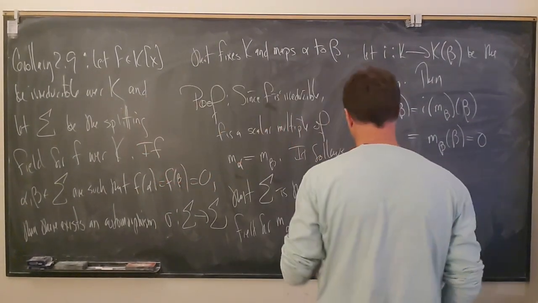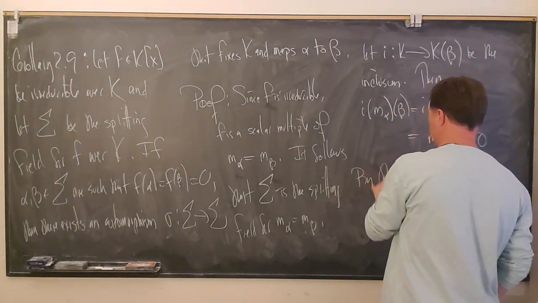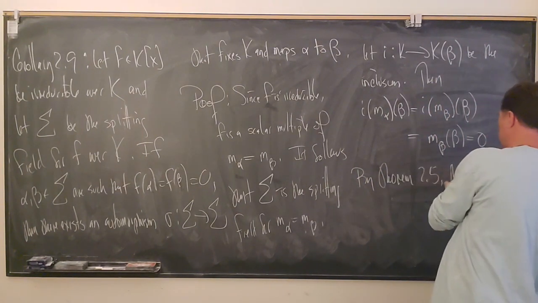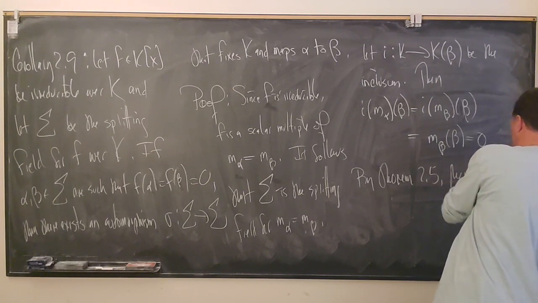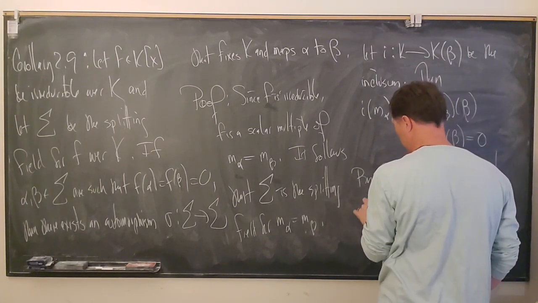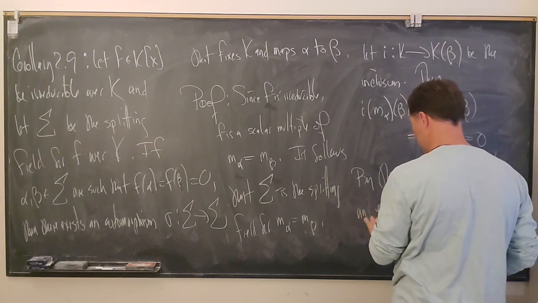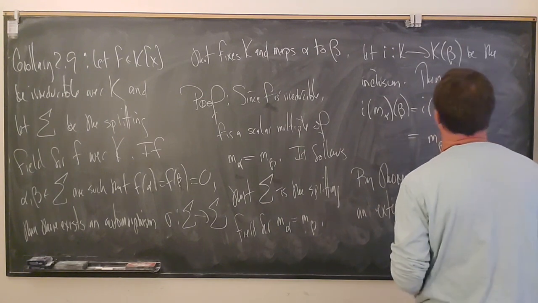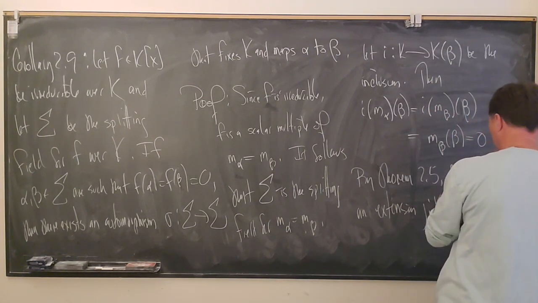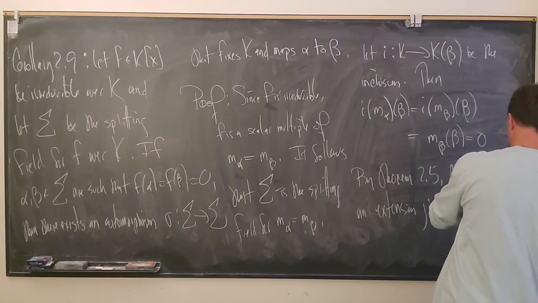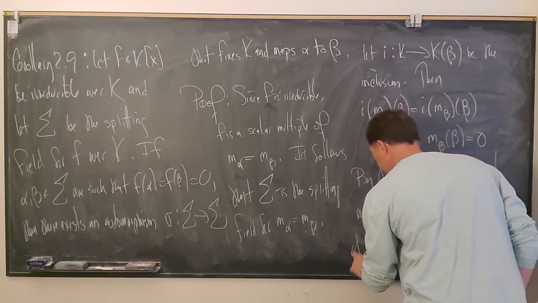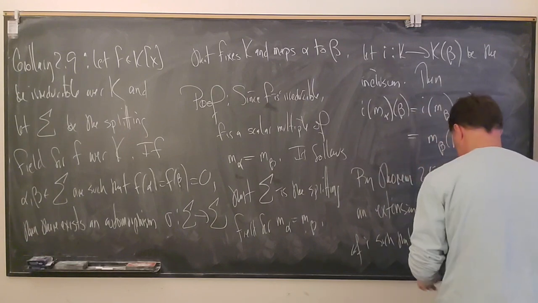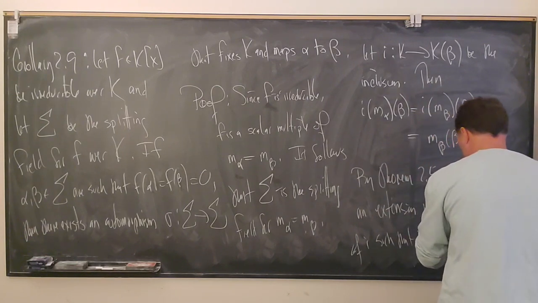So now by theorem 2.5, right, there exists an extension J from K adjoin alpha to K adjoin beta of I, such that J of alpha equals beta.